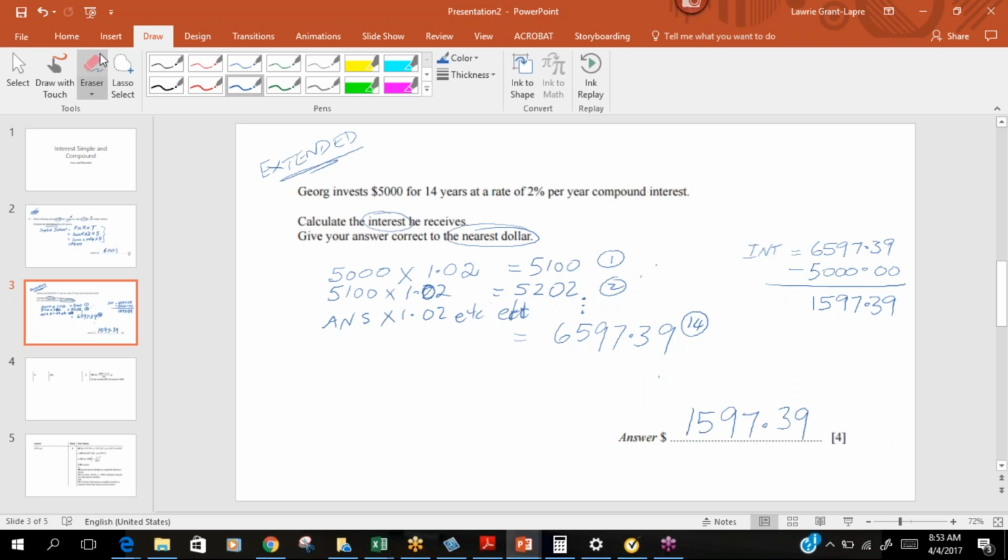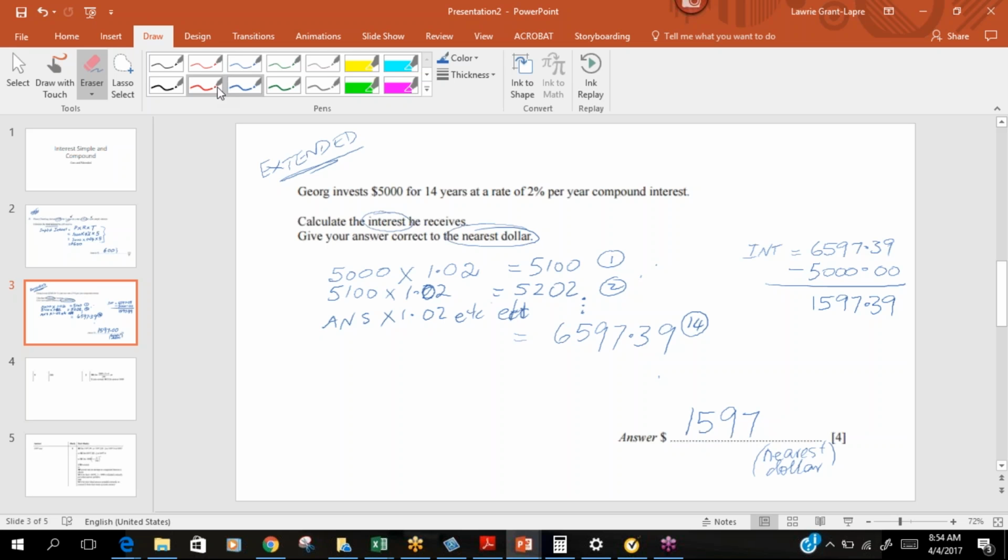We're still not finished, so we can't say 0.39. We must round it, because it's below 50 cents, so it's rounded down. And so to the nearest dollar, we can actually just answer it as $1,597.